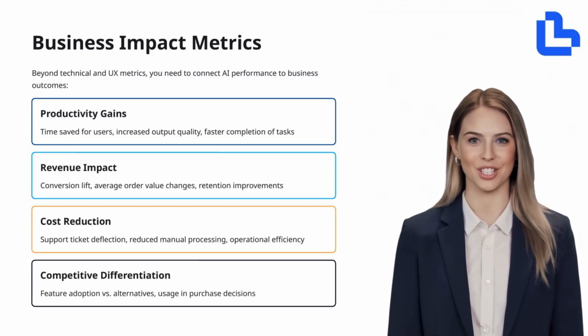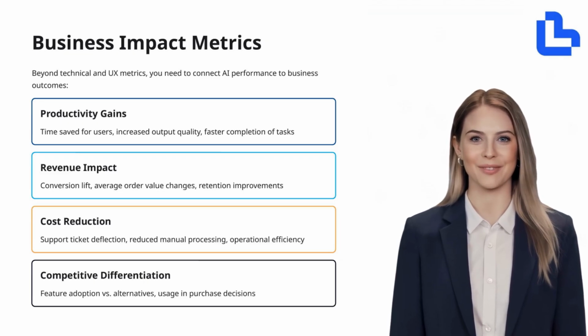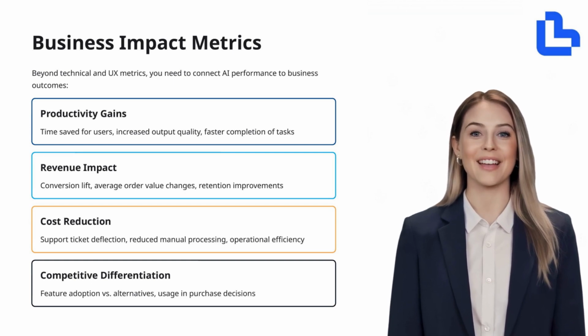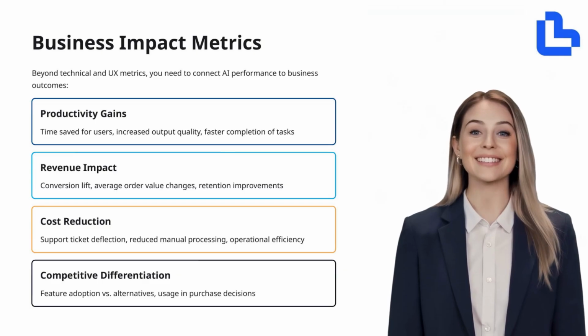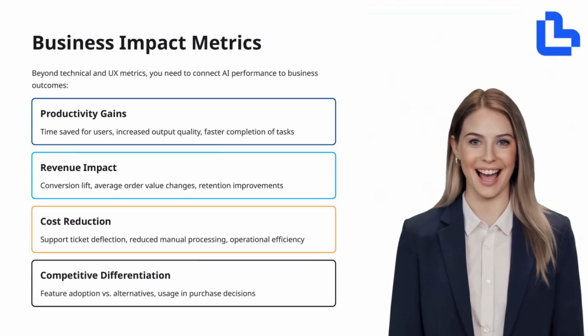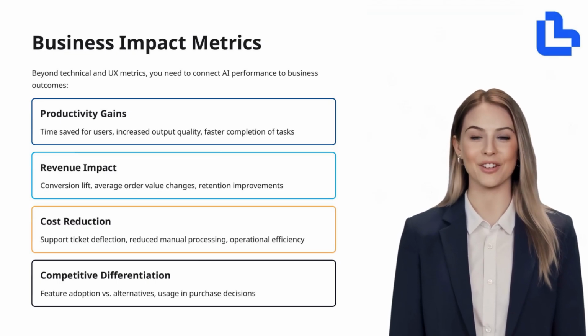Don't overlook cost reduction. AI can deflect support tickets, automate manual processes, and streamline operations. These efficiencies translate directly into savings and scalability. Finally, consider competitive differentiation. Are users choosing your product because of its AI capabilities? Are these features influencing purchase decisions or driving higher adoption compared to alternatives? By tying AI performance to business metrics, you elevate analytics from operational monitoring to strategic insight. This is how you make the case for continued investment in AI and ensure your features are delivering real value.